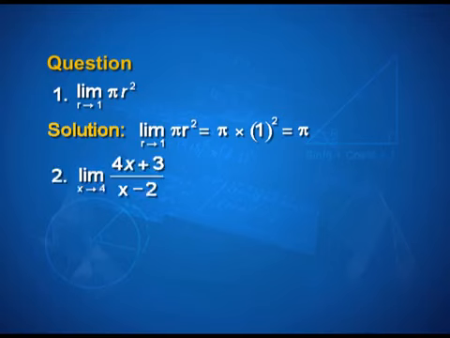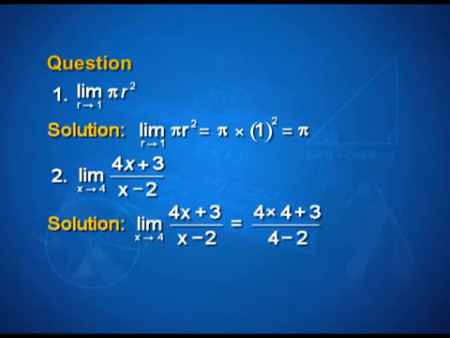For question number 2, limit 4x plus 3 upon x minus 2 as x tends to 4 can be simplified as limit 4x plus 3 upon x minus 2 as x tends to 4 is equal to 4 into 4 plus 3 upon 4 minus 2, that is 19 upon 2.